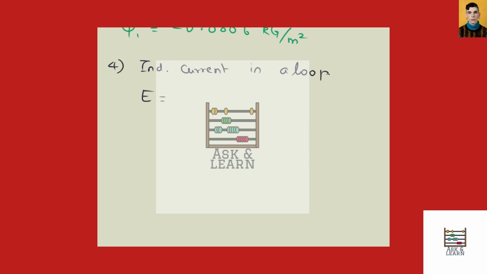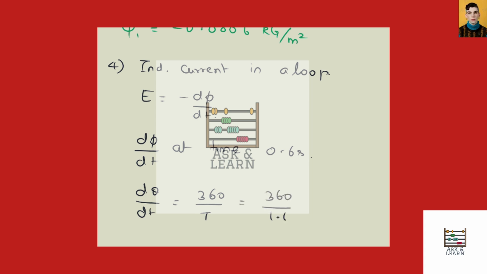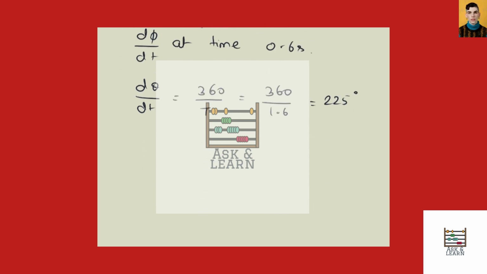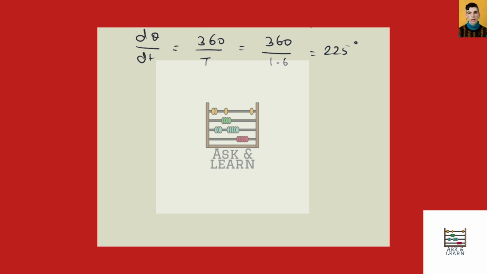Therefore, this is given by E is equal to minus d phi by dt. To find I, we need d phi by dt at time t equal to 0.6 seconds. For this, d theta by dt is required. So it is equal to 360 divided by 1.6, which is equal to 225 degree. Then also we know that theta 1 is equal to 135 degree. Therefore, we will be taking d theta by dt is equal to 225 degree per second. That is, d theta by dt at t equal to t1 is equal to d theta by dt at t equal to 0. Both are equal to 225 degree per second.